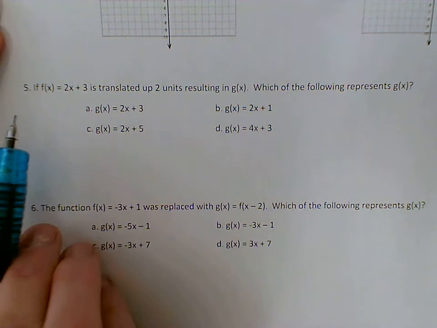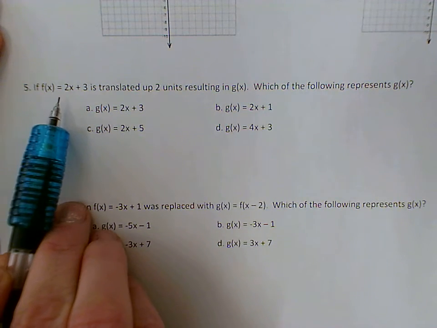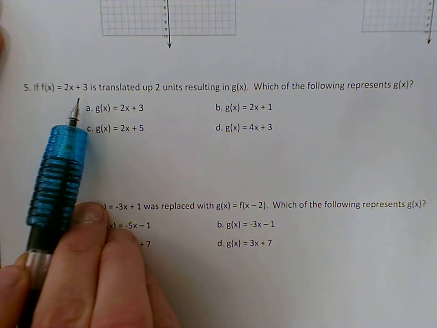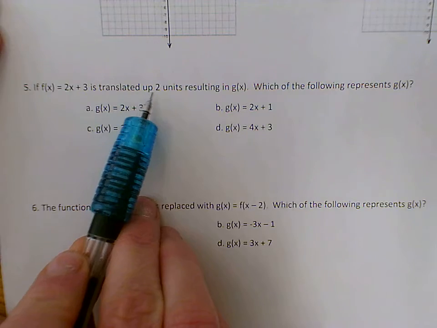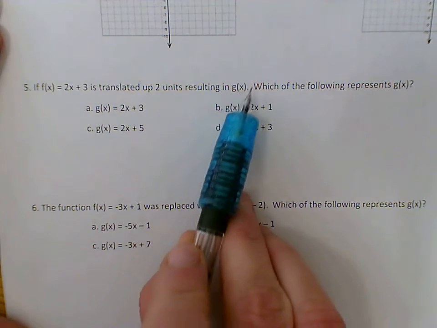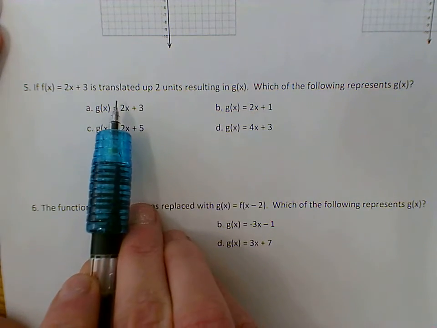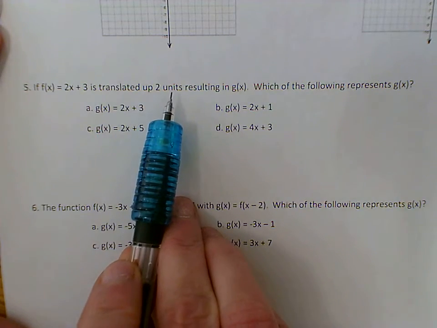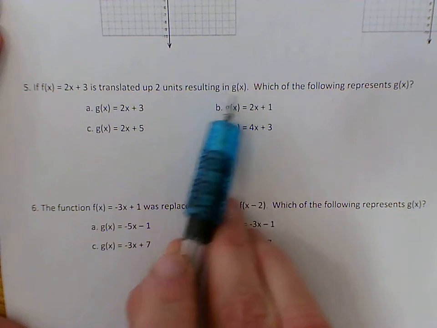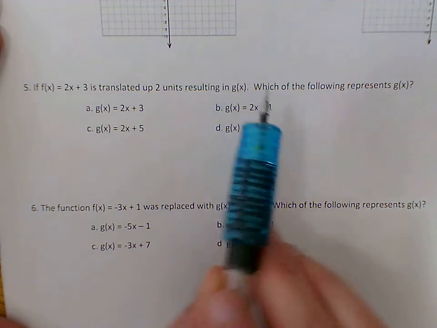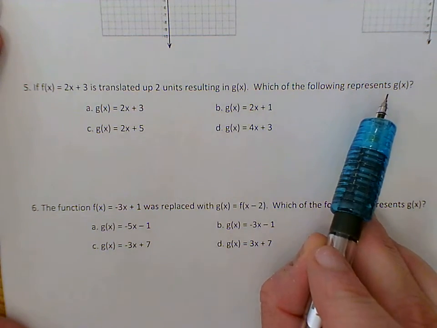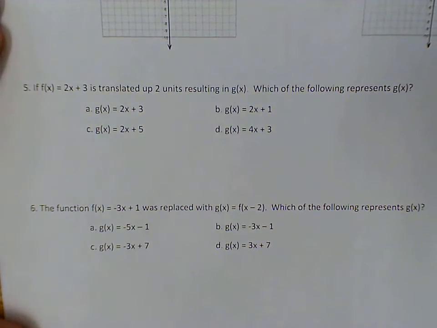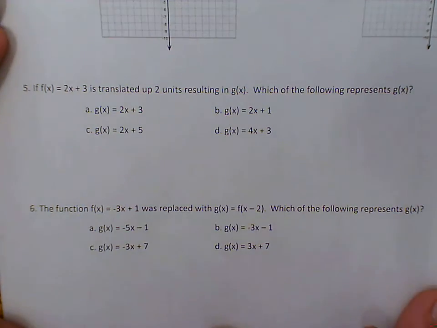So in number 5, it says if f of x is equal to 2x plus 3, so notice that's a linear function, is translated up 2 units, resulting in g of x. So they want you to translate it, which means you're going to kind of shift it up 2 units. They want you to label this new function as g of x, okay? And then it says, which of the following represents g of x? Well, they give you all the equations. So you're looking at what the equation would be of the new line, okay?